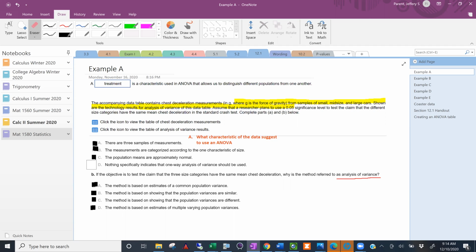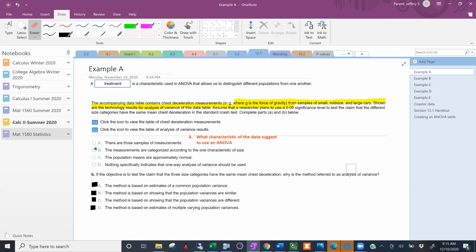Now, the population's means actually did look kind of normal, but that's not it at all. The thing about this that suggests that we do this as an analysis of variance is that the measurements are categorized to 1 characteristic, all right? And that characteristic, in this case, is size. In the case of our roller coaster data, the characteristic was how old it was. So you're always going to be looking for those treatment characteristics, and analysis of variance is going to be used when you have typically 3 or more different treatments or different categories or different factors.